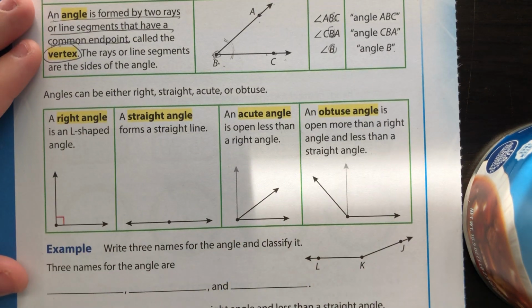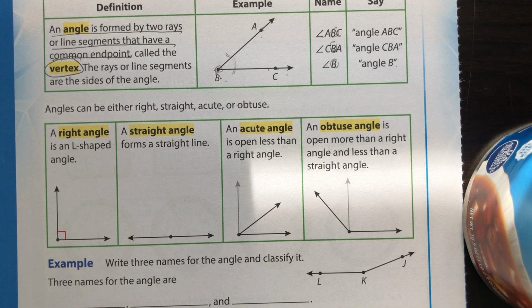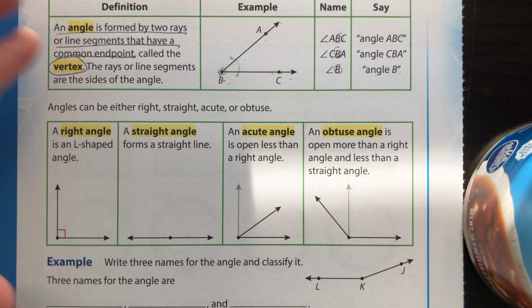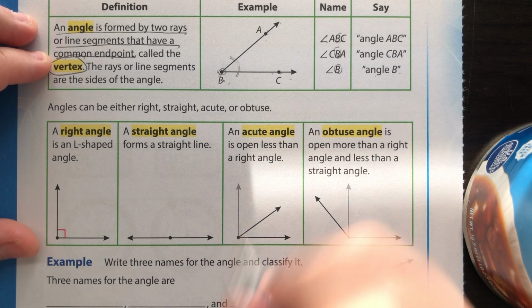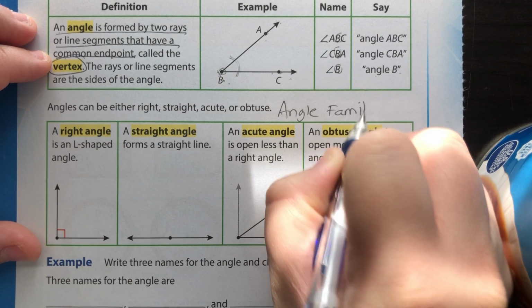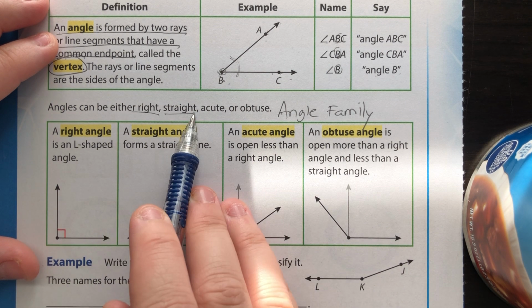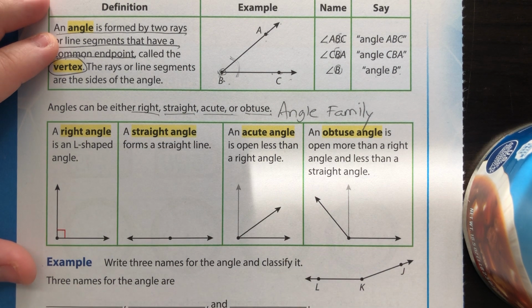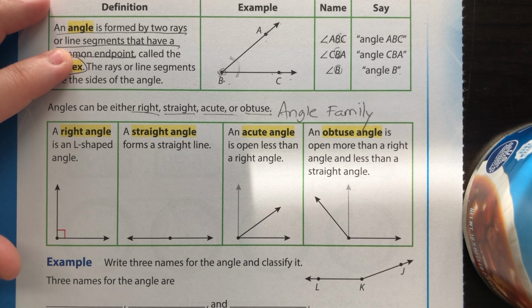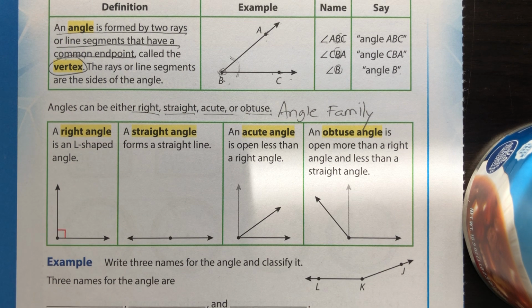Now, angles are part of a family, okay? And I have a funny way of remembering each of them, and I will tell it to you right now. I call it the angle family, and this is why, okay? Angles can either be a right angle, a straight, acute, or obtuse angle, and each of them have particular characteristics, which is why they get their name. So, like in a family, I think everybody has their different family members, so I'm going to start with mom.